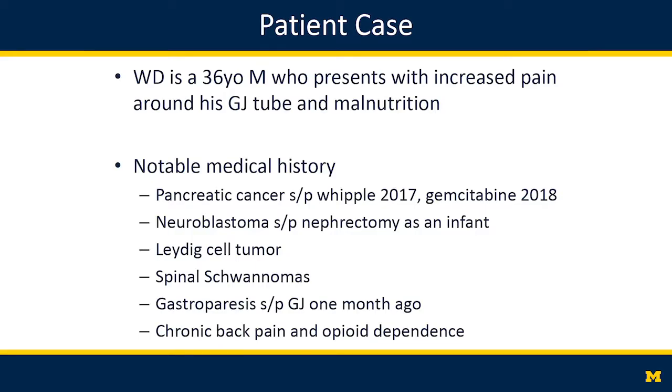So here's your patient. WD is a 36-year-old male who presents with increased pain around his GJ tube and malnutrition. This is him presenting to the hospital. His notable medical history, he's had multiple cancers throughout his life, multiple surgeries throughout his life. And the two big complaints now are gastroparesis. He had his GJ tube placed a month prior to this admission. And he's had chronic back pain and opioid dependence to treat his chronic back pain, really from his spinal schwannomas. So that's what's driving his case today.